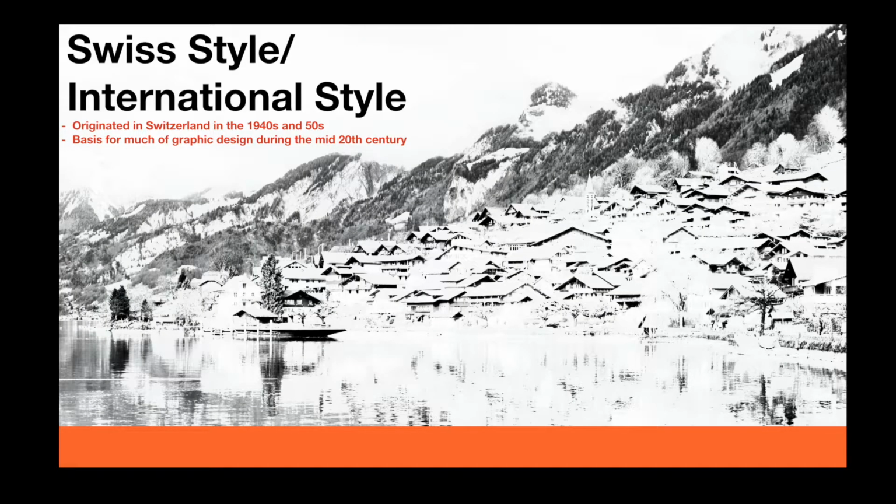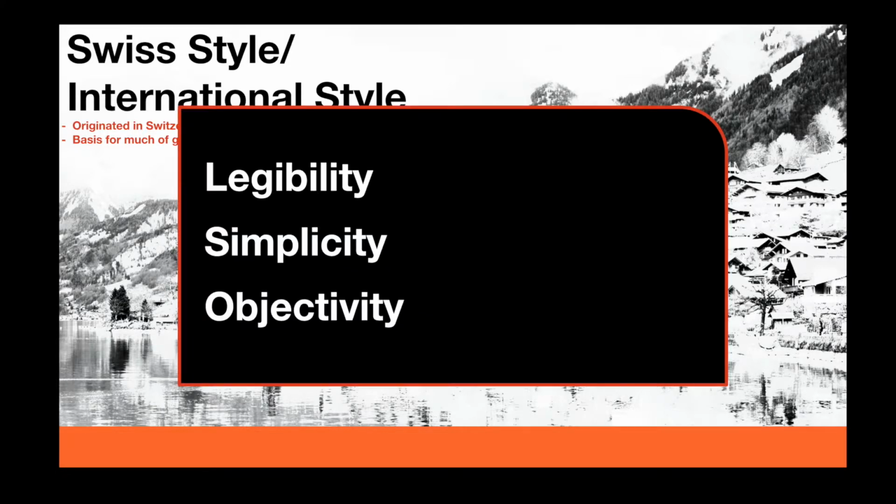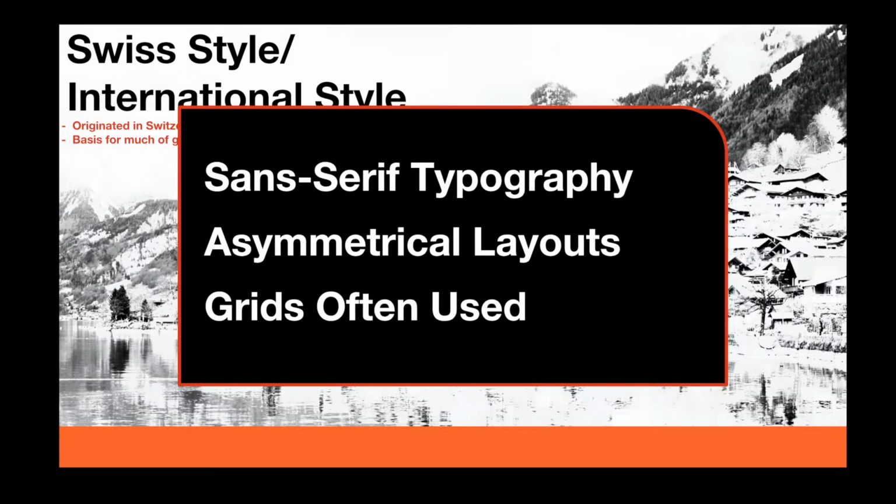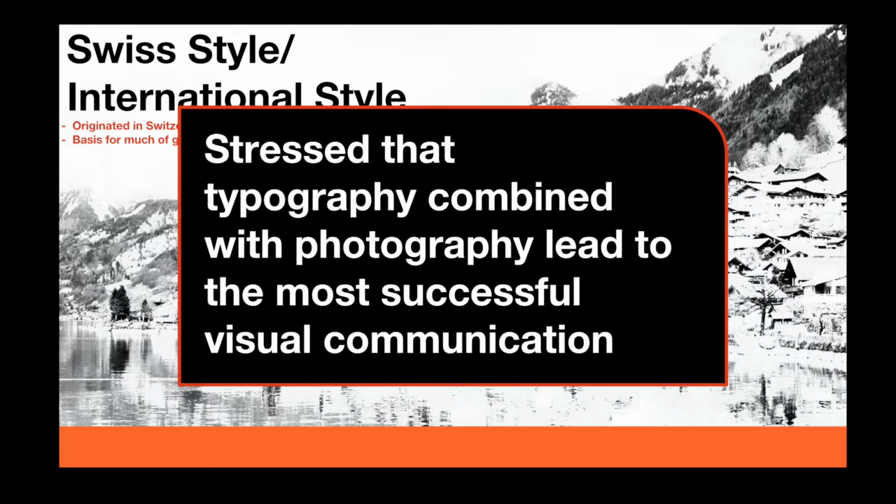The Swiss style, otherwise known as the International style, originated in Switzerland in the 1940s and 50s, and was the basis for much of graphic design during the mid-20th century. It emphasized legibility, simplicity, and objectivity. By using sans serif typography, asymmetrical layouts, and grids, designers were able to achieve simple, understandable designs that remained interesting. The Swiss style stressed that typography, combined with photography, led to the most successful visual communication.